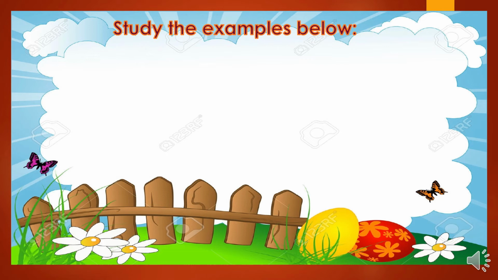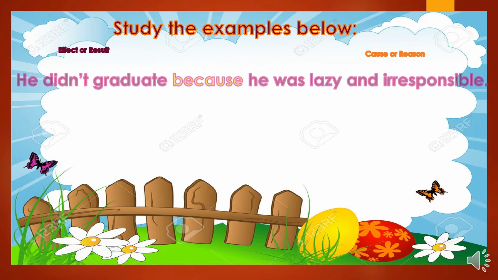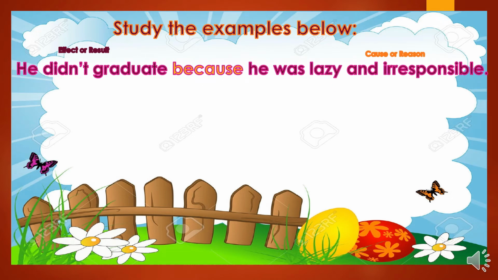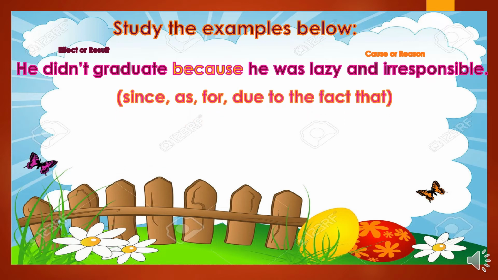Study the examples below. Let me read to you a sentence from effect or result to cause or reason. He didn't graduate because he was lazy and irresponsible. Aside from using because, we can substitute it with other connectors. Like, he didn't graduate since he was lazy and irresponsible. He didn't graduate as he was lazy and irresponsible.